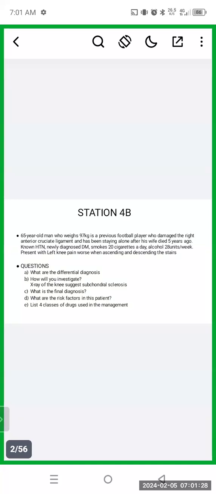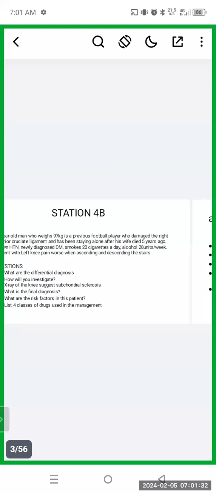Option C says, what is the final diagnosis? What are the risk factors in this patient? And list 4 classes of the drugs used in the management.